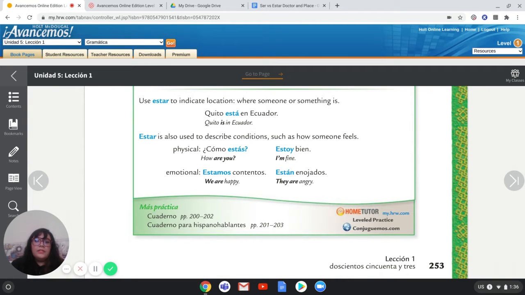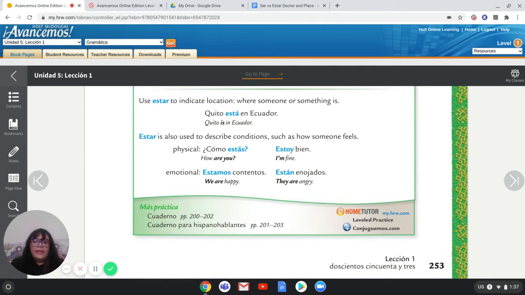Estar can also be used to describe conditions. So kind of a different way of describing feelings, but like a condition. It's not so much that I'm happy or angry. It's more like I'm sick, or I don't feel good, or I'm in pain because I hurt something. So a certain condition that your body might be in. So estar to describe conditions, and of course feelings. If it's physical, like ¿Cómo estás? How are you physically? I could say estoy bien, like I'm good, I'm healthy, I'm not cut anywhere, I'm not in pain anywhere, so I'm good.